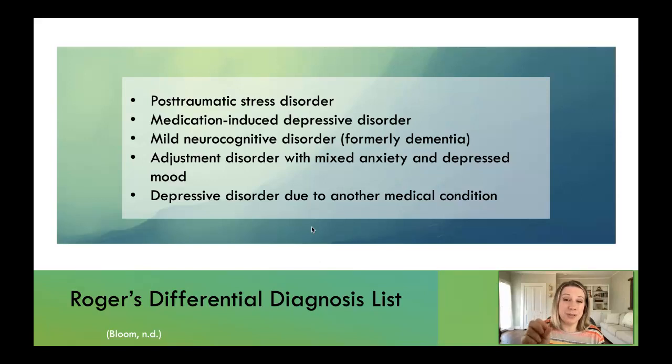So here's a differential diagnosis list for Roger. All of these include one or more of Roger's identified symptoms in the criteria list. Post-traumatic stress disorder, medication-induced depressive disorder, mild neurocognitive disorder, formerly known as dementia, adjustment disorder with mixed anxiety and depressed mood, depressive disorder due to another medical condition. There's our list of 5.